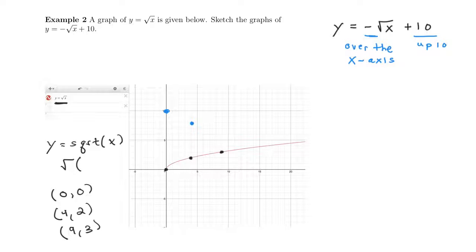And then lastly, here we have 9, 3. So that's going to go to 9, negative 3. And then we're going to go up 10, which will take us to 7, which is right here.